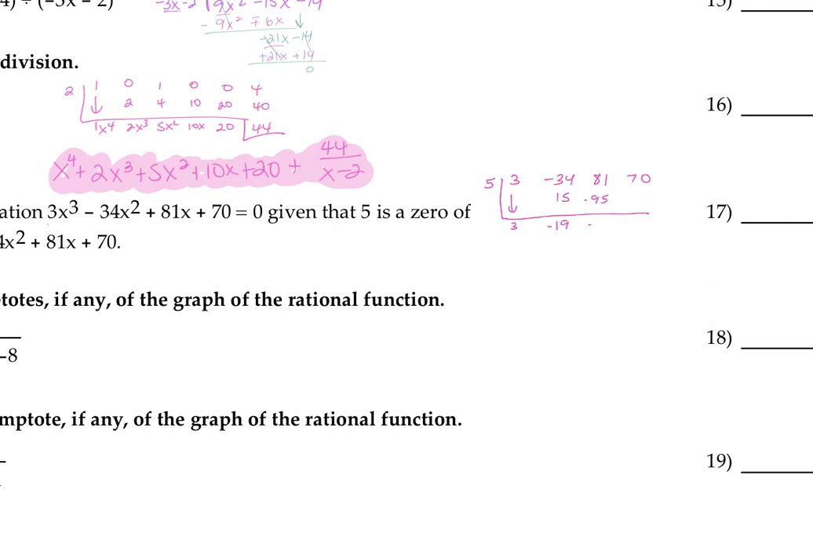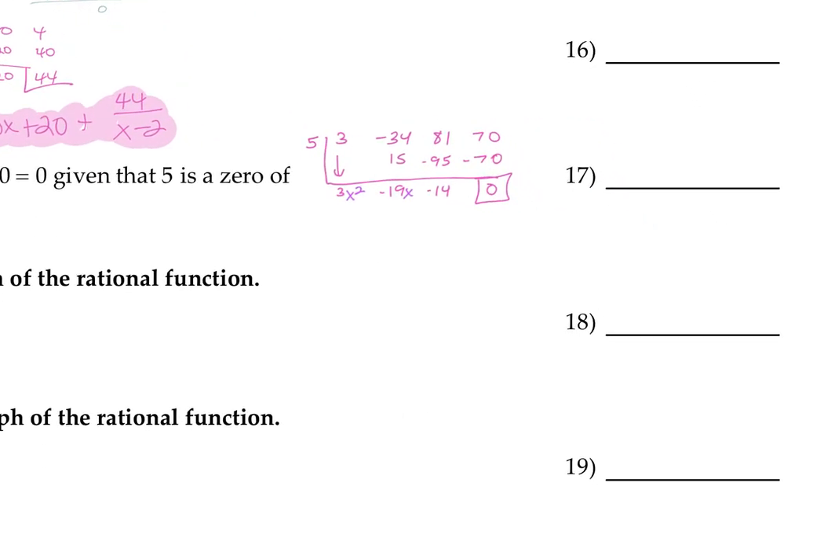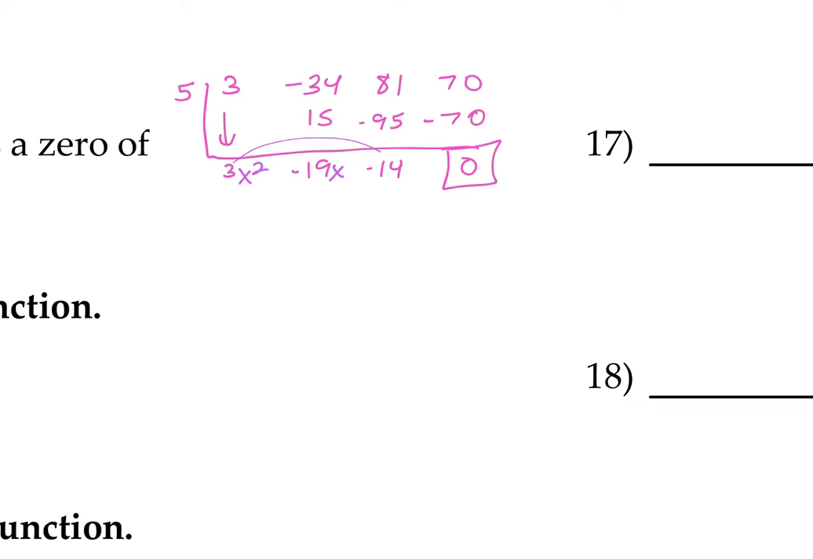Add it, multiply it out, add it. You should get 0. If you don't, you did something wrong there. This gets the x and this gets the x squared. So now I would want to factor this if I can. So I'd be looking for factors of 3 times negative 14, which is negative 42, which sum to negative 19.